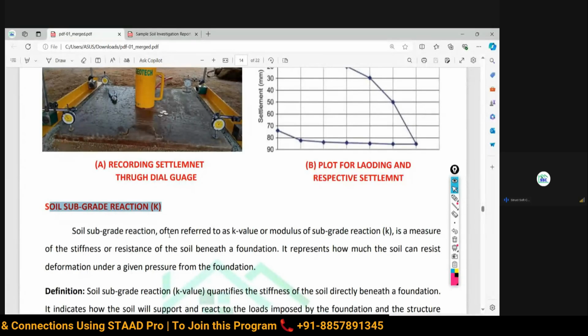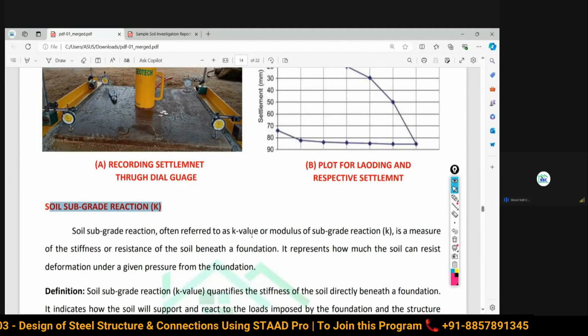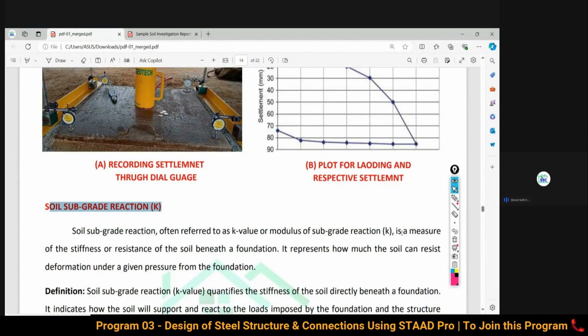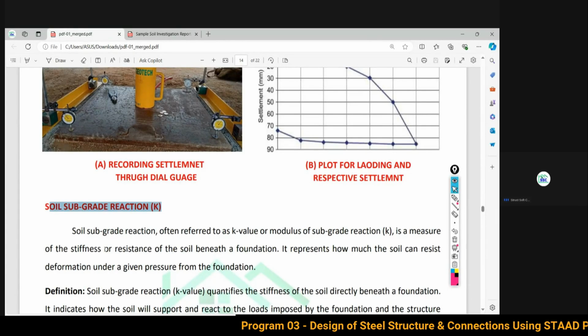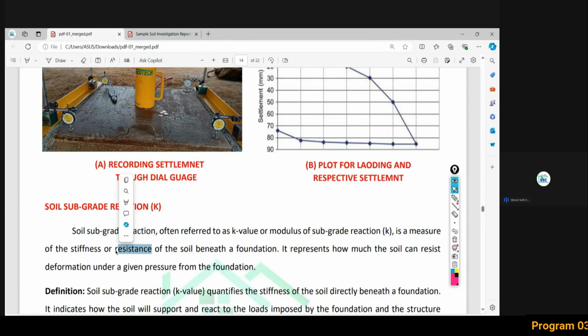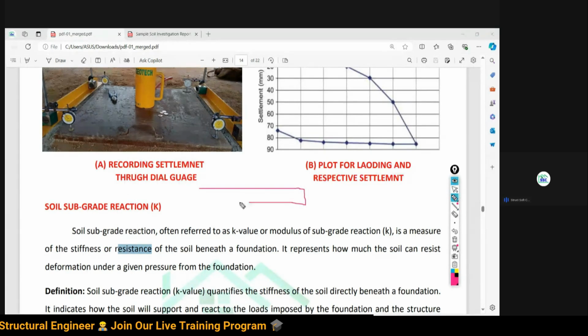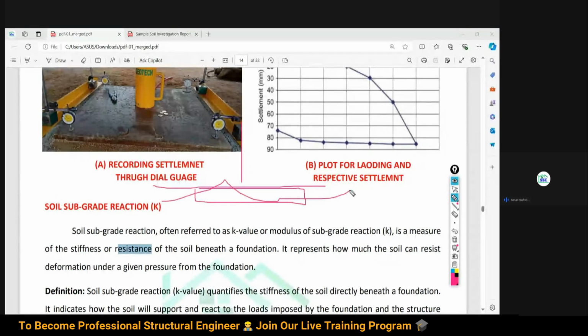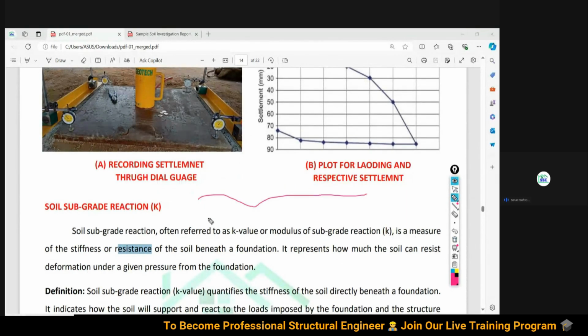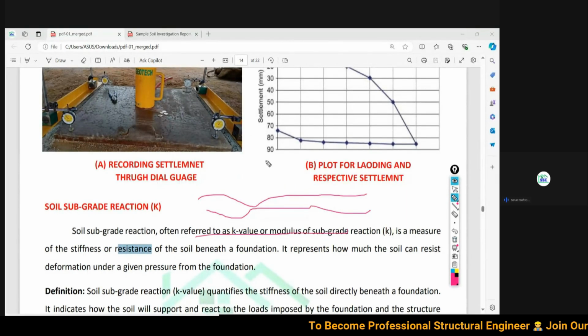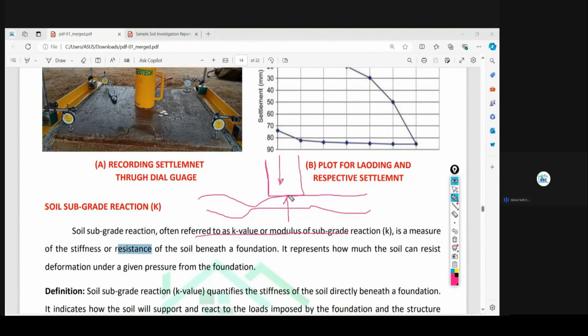So soil subgrade reaction, soil subgrade modulus, often referred to as K, the modulus of subgrade reaction, is a measure of stiffness. As I told you, stiffness is the resistance to the application of loading. What is the capacity of the soil to resist the load without undergoing any settlement? Soil is subjected to a vertically downward load. Suppose this is my layer of soil, and over that I am going to put the load.